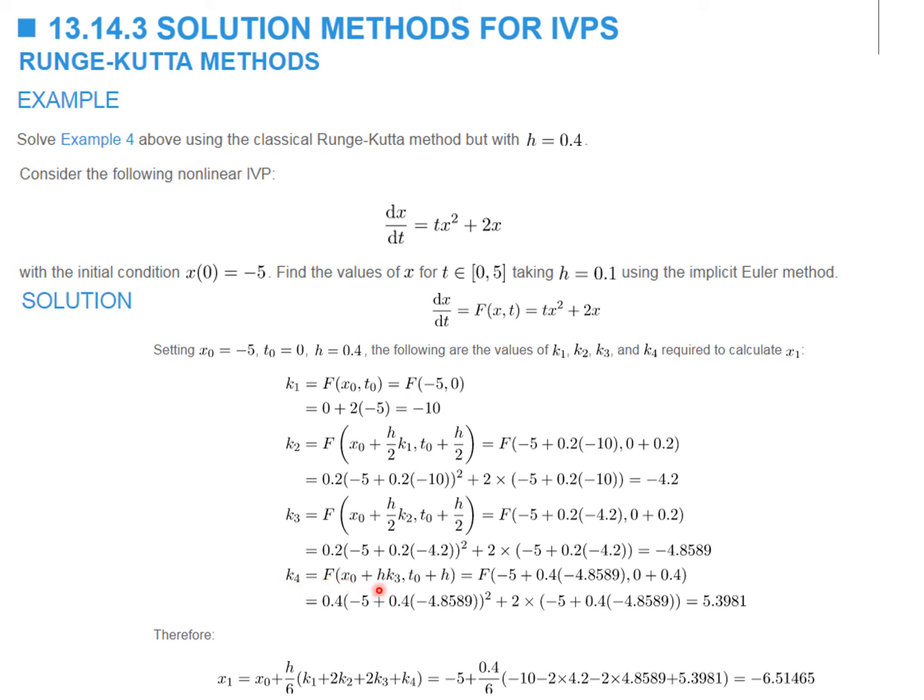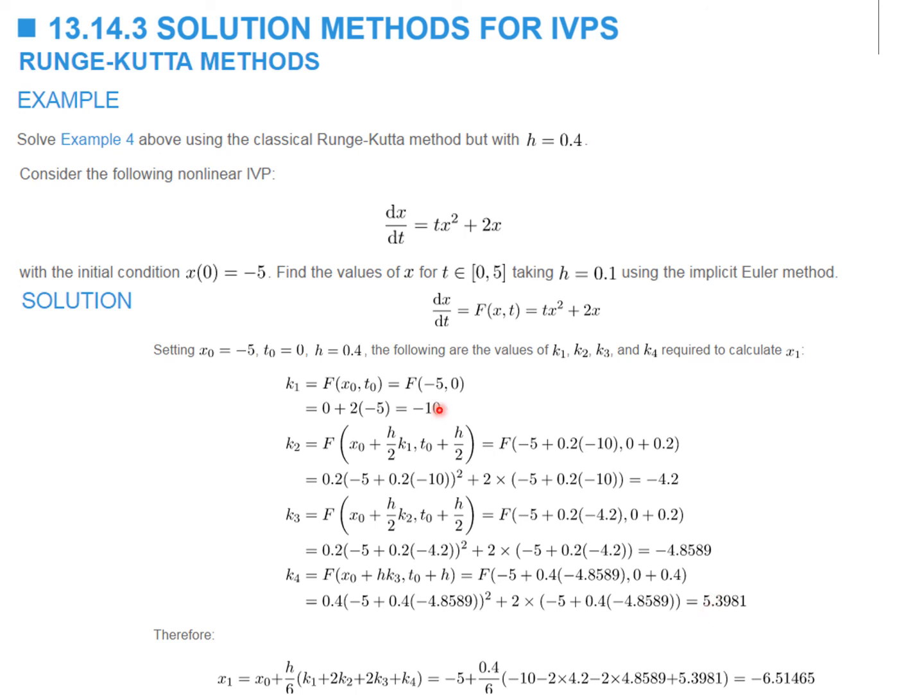Finally, the fourth slope, k sub 4, is equal to the slope evaluated at the value of x given as x naught plus h k sub 3, t naught plus h. x naught is negative 5, h is 0.4, k3 is the slope that we just evaluated. t naught plus h is 0 plus 0.4. You can see that this is the value of the slope at the end point. This is the value of x. This is the value of t. Using those values and substituting in this equation gives me a value for k4.